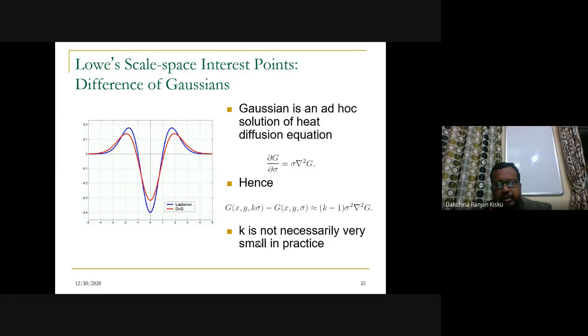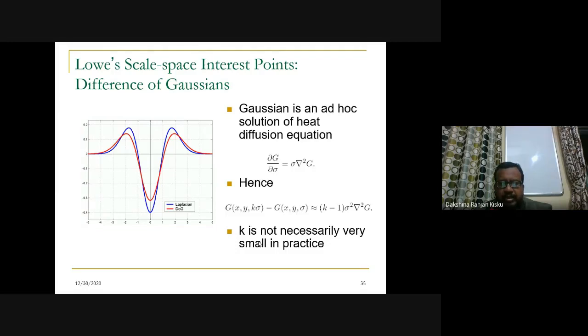Now you might have seen the heat diffusion equation, del g by del sigma equal to sigma del squared g, in physics. If we represent this heat diffusion equation in terms of the Gaussian function, then we obtain the partial derivative of the Gaussian function with respect to sigma, and we can write sigma del square g. So this is very similar to the heat diffusion equation in physics.